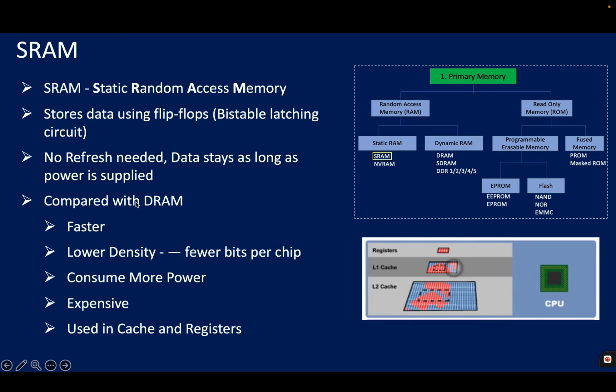Now, when we compare SRAM with DRAM, here is what stands out. SRAM is faster, giving quick access to data. It has a lower density, meaning it can store less data in the same chip area. It consumes more power because flip-flops are always active. It is more expensive to produce. It is commonly used in cache memory and CPU registers where speed is most critical. In short, SRAM is fast and reliable, but it comes at a higher cost and power consumption.